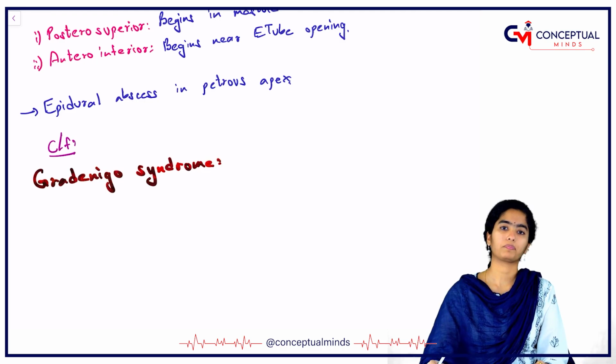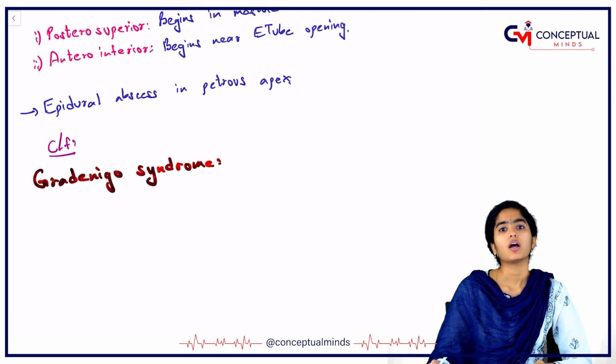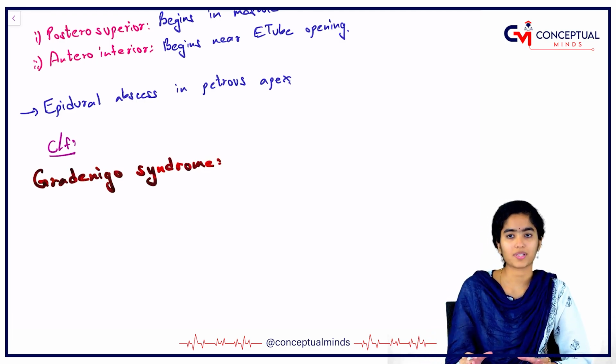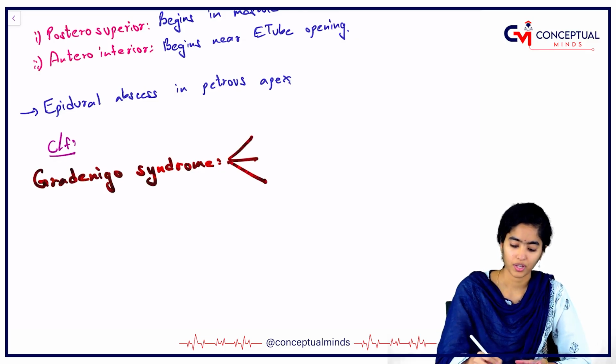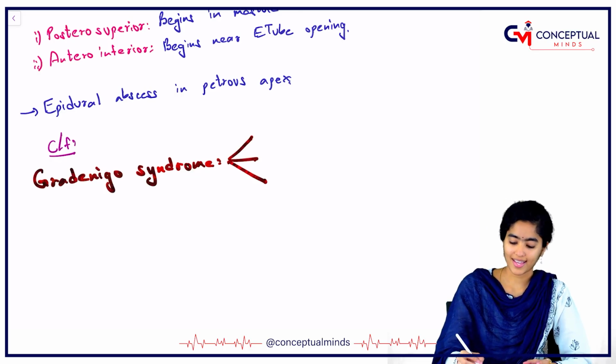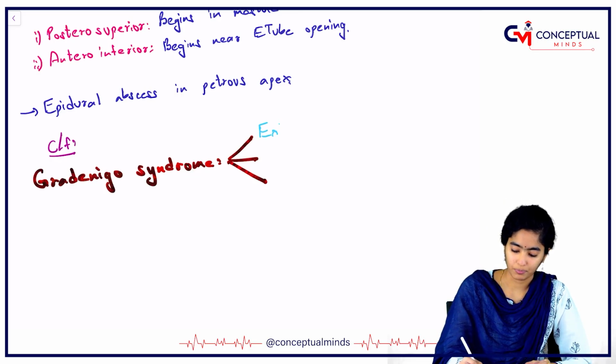Another eponym that is seen in ear. So this Gradenigo syndrome is a classical presentation. It consists of a triad. What are the three features in the triad? First, there is external rectus palsy.